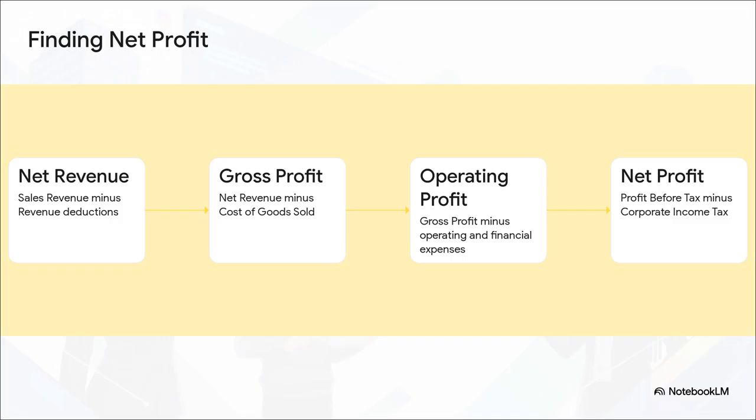You start at the very top step with gross sales revenue. Step 1, you subtract your revenue deductions to get net revenue. Step 2, you subtract the cost of goods sold to arrive at gross profit. Then, we factor in financial income and expenses, and we subtract operating overheads, like selling and administrative expenses. That brings us down to operating profit. Finally, we add in any other irregular profits, calculate the corporate income tax, and deduct that to reveal the ultimate bottom line, net profit after tax.